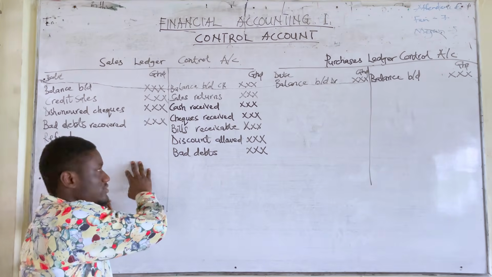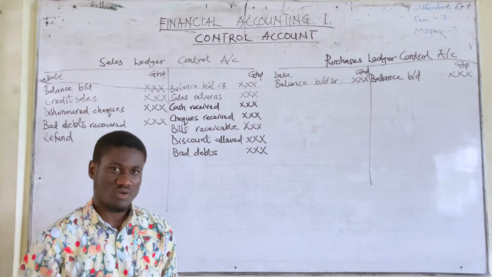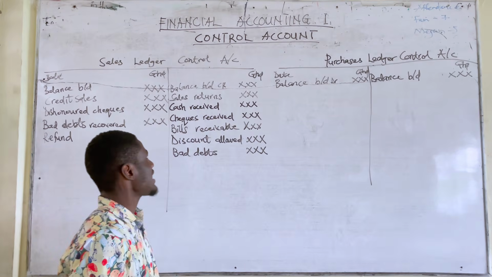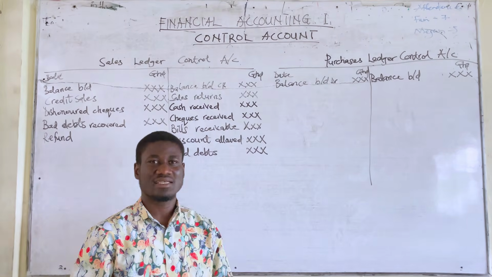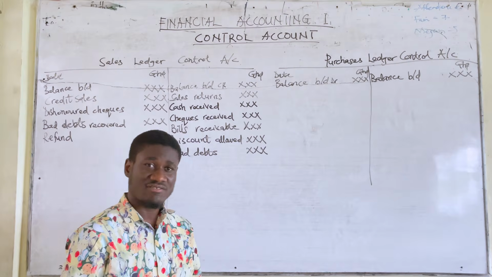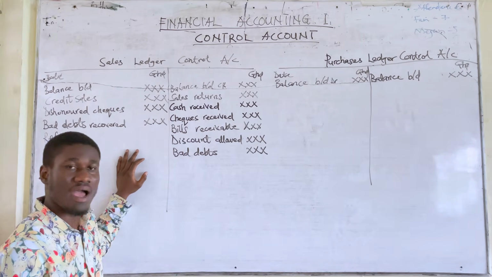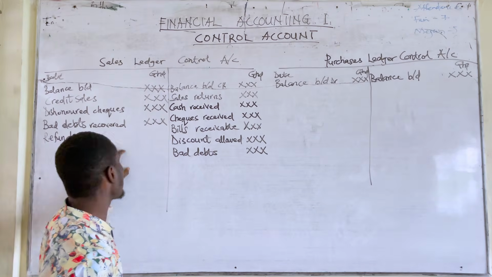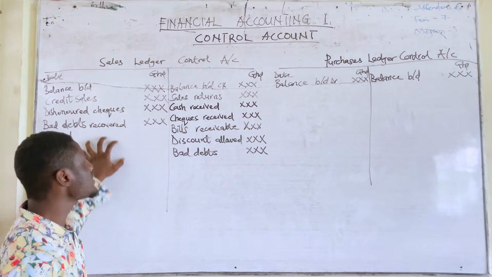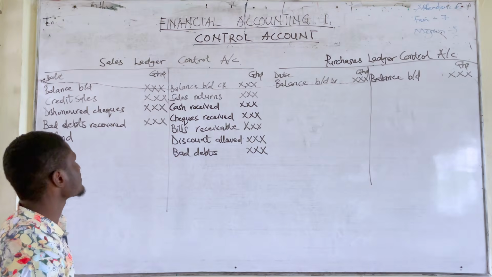So the refund: we received cash from the customers, and now we refunded the money back to them. Have they been able to decrease the amount they owe us? No, it's still going to remain the same amount. So this refund will increase the what? Debtors amount.